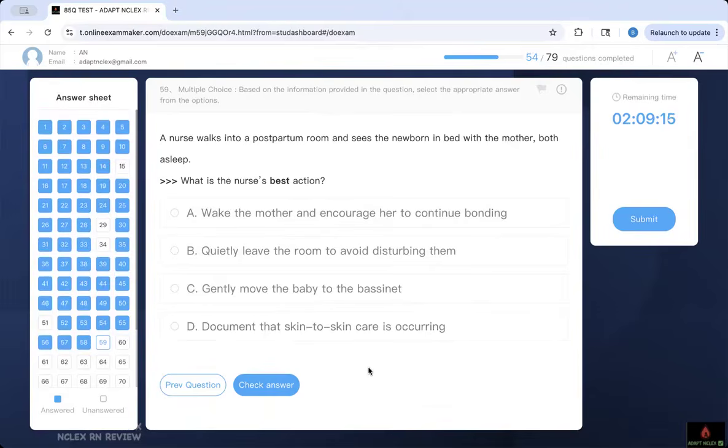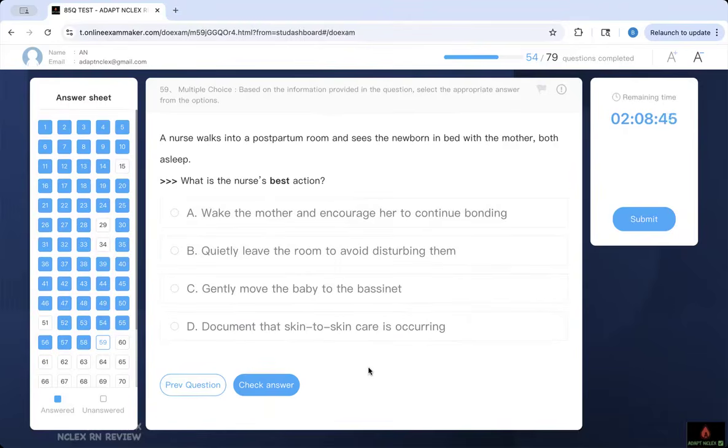The nurse enters the postpartum room and sees the newborn in bed with the mother, both asleep. What is the next best action? Wake the mother and encourage her to continue bonding. Quietly leave the room to avoid disturbing them. Gently move the baby to the bassinet. Document the skin-to-skin care occurring. This is a tricky question. It's designed to test your knowledge. It's designed so that you can know what the NCLEX can do to you, what nursing school can do to you.